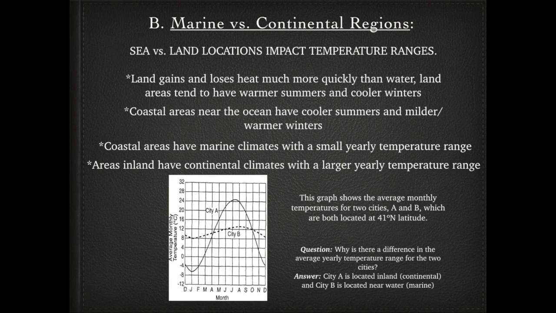Another temperature factor dealing with topography would be location near a body of water. If it's near water versus inland, it's going to be different. If it's near water, generally it's going to be cooler in the summer and warmer in the winter. Just imagine if you're near the beach, like some places in the Mediterranean, like Greece, it's going to have warmer winters and cooler summers.